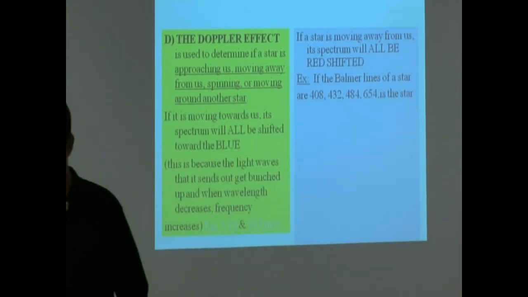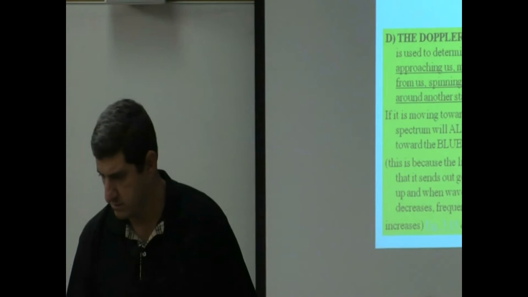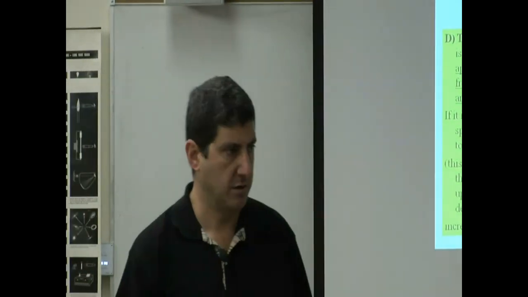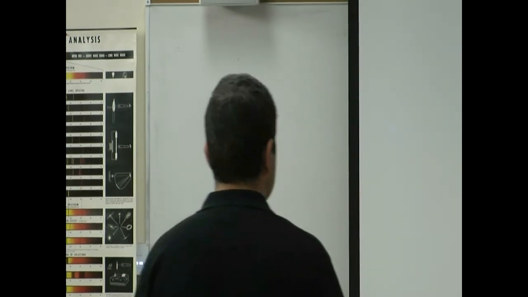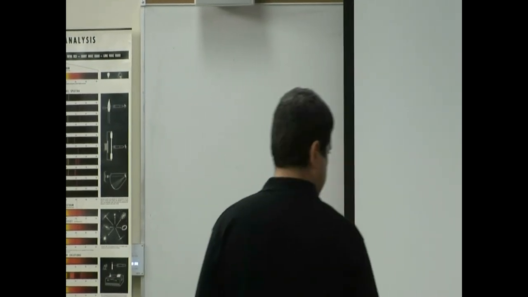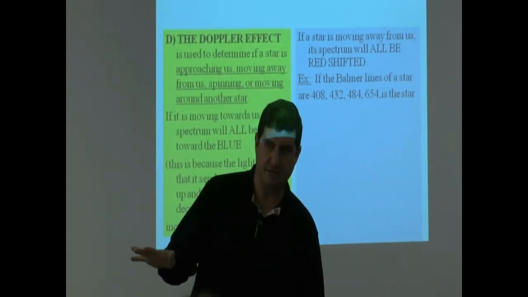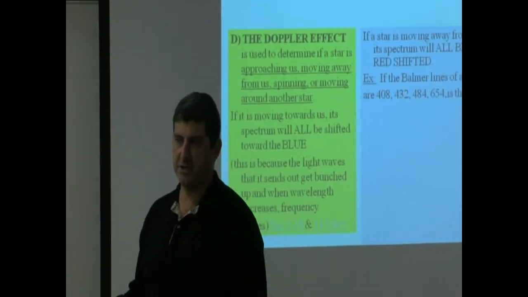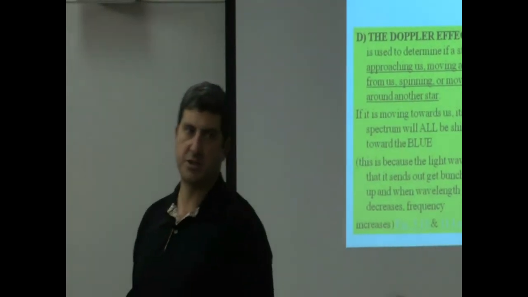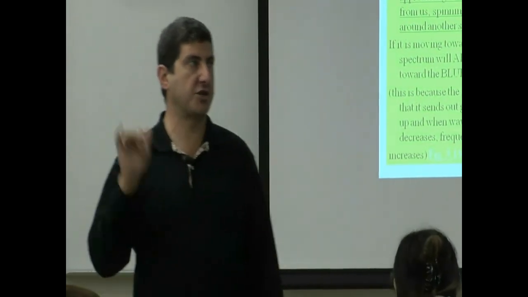410, right? 410, 434, 486, 656. Right? You have to know that. This might be on the test. Okay? So you have to know the stationary star's Balmer lines.